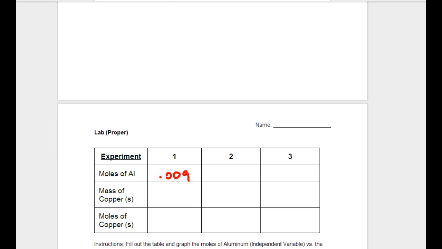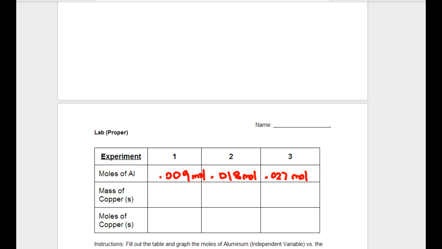For experiment 2, we started with 0.5 grams of aluminum, and the answer should be, using the same method, 0.018 moles. And for experiment number 3, we should have from 0.75 grams converted to 0.027 moles of aluminum.